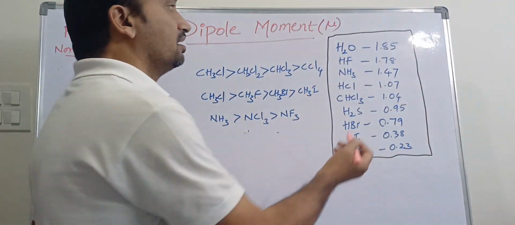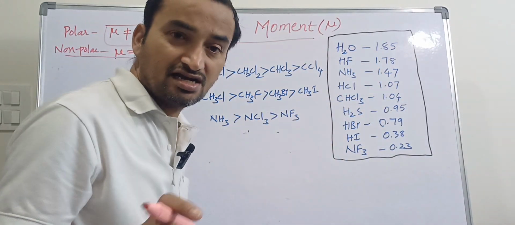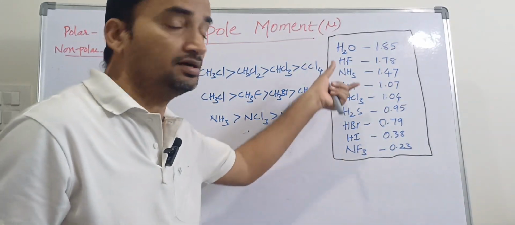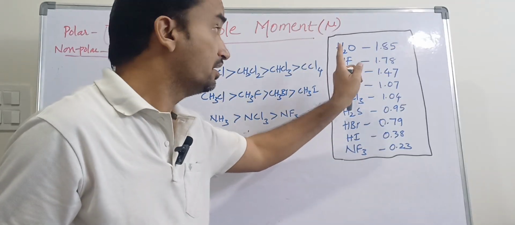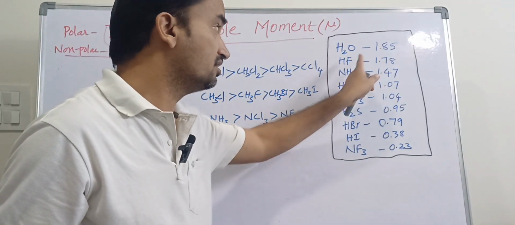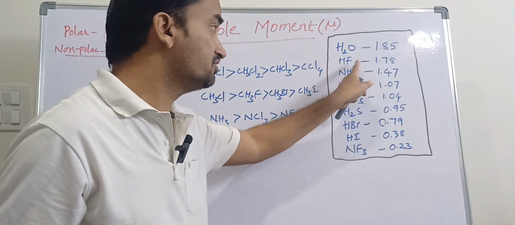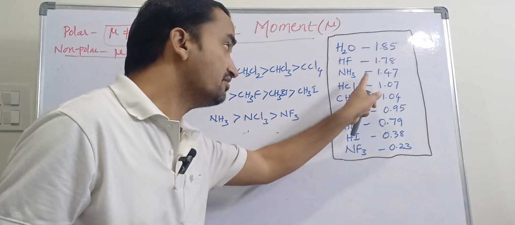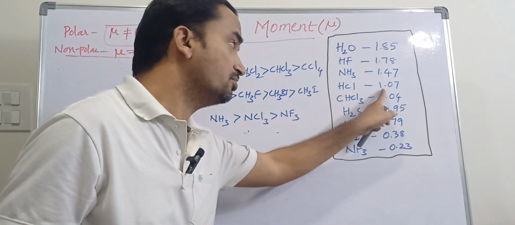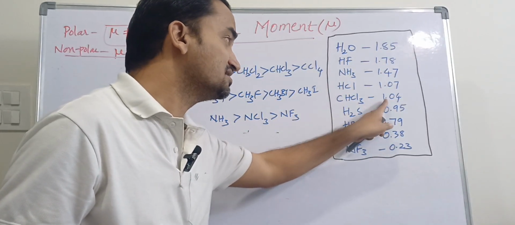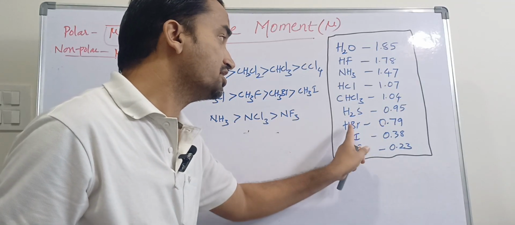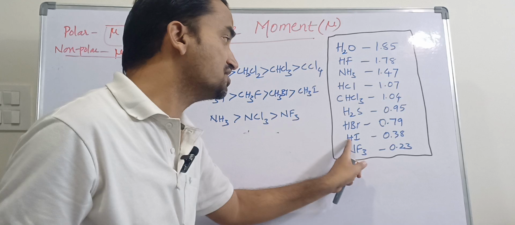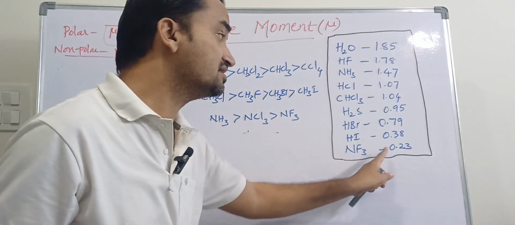Here if you see, it is there in your NCERT book, very important, you have to go through this one. Just check the values. H2O is having 1.85 dipole moment, HF is having 1.78, NH3 is having 1.47, HCl is having 1.07, CHCl3 is having 1.04, H2S is having 0.95, HBr is having 0.79, HI is having 0.38, NF3 is having 0.23.